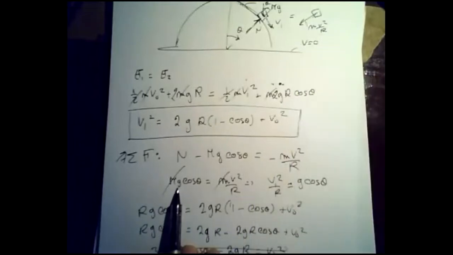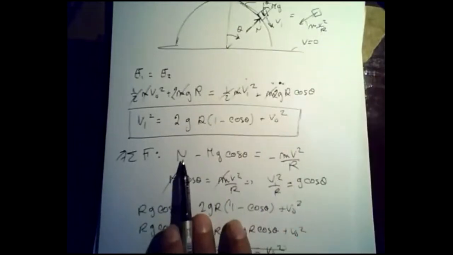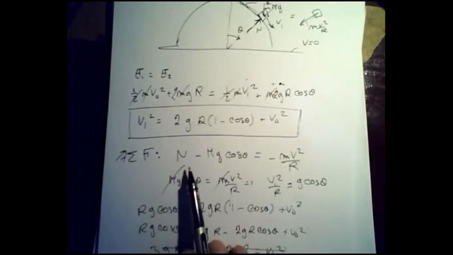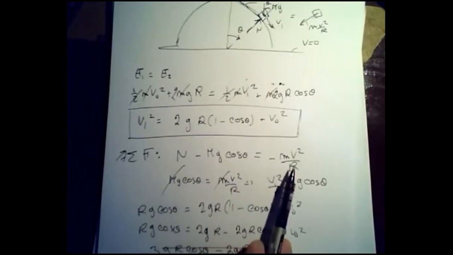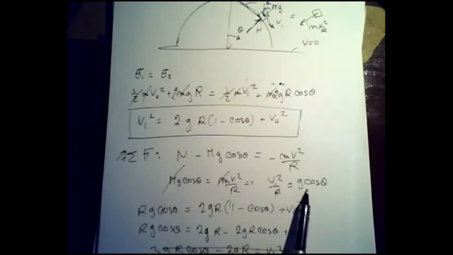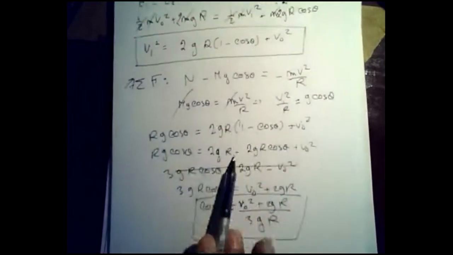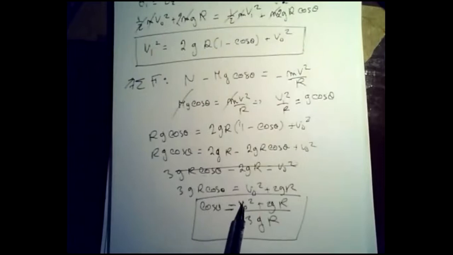mg cosine theta is going to be equal to minus mv squared over r. So if n is going to be 0, to find the point where the object begins to leave the surface, then mg cosine theta is going to be equal to mv squared over r. I removed m, so v squared over r is equal to g cosine theta. So this relationship has to hold: v squared has to be equal to r g cosine theta for you to leave the surface. So I replaced this velocity squared over here, and I solved for cosine theta, which was equal to v0 squared plus 2gr over 3gr.